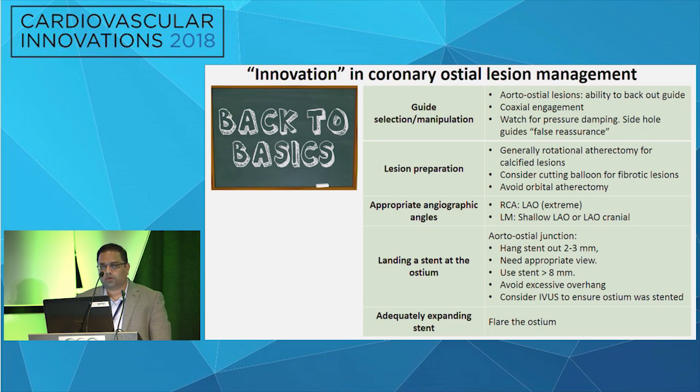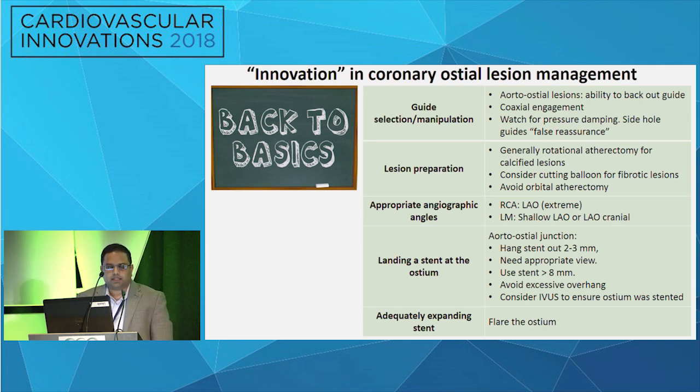Guide selection, very important, coaxial guide engagement. This whole issue of side holes and pressure dampening, I think we have to really understand that we can't always trust side hole pressures. It can give us a false reassurance. Lesion preparation is key, particularly for ostial lesions, where I favor rotational atherectomy, and you can have problems with orbital atherectomy in ostial left main or ostial RCA. You can use a technique where you advance your crown in and burr on the way back, but you want to be careful with that aorto-ostial junction.